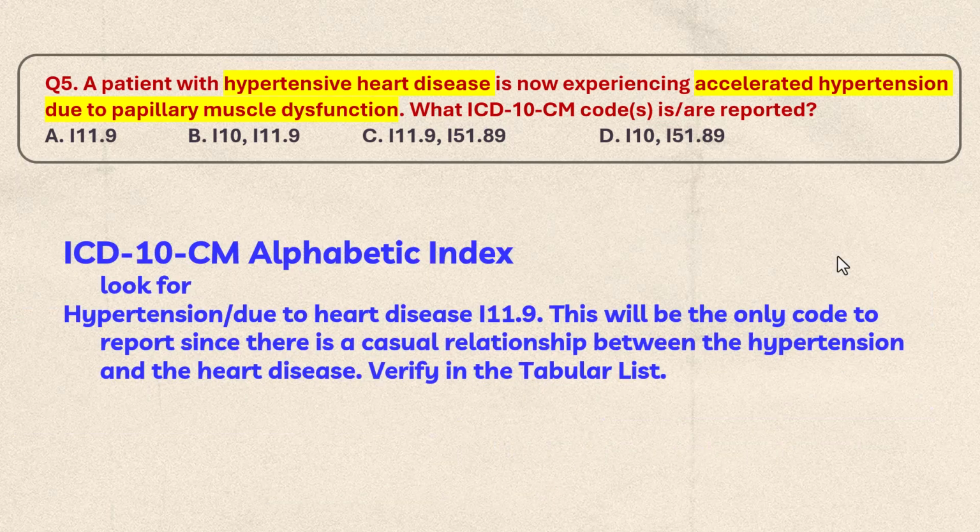So if you are using the alphabetic index to find the answer, go for hypertension due to heart disease, and it will lead you to I11.9. So this will be the only code to report, since there's a causal relationship between the hypertension and the heart disease. Now you can verify it in the tabular list as well.